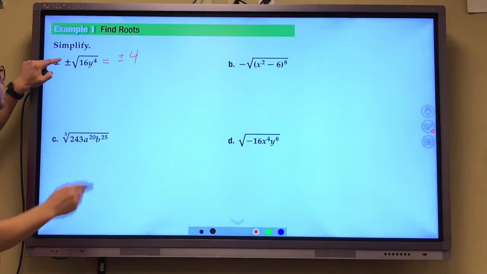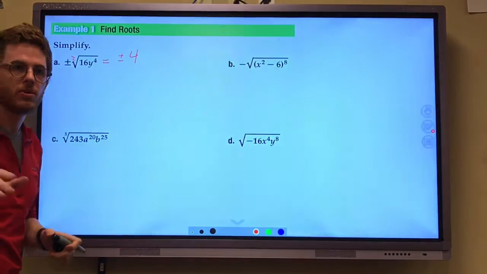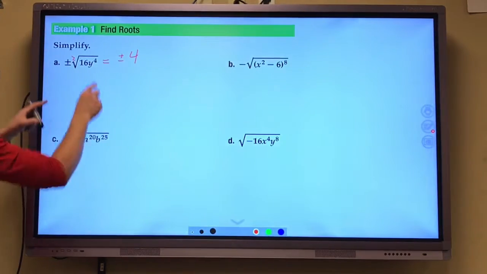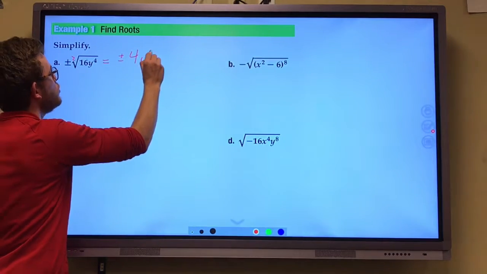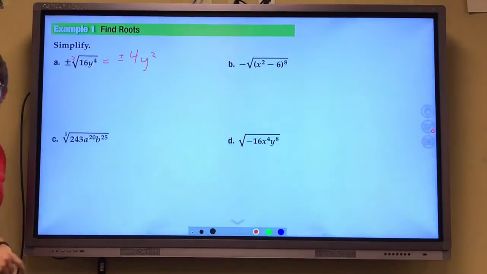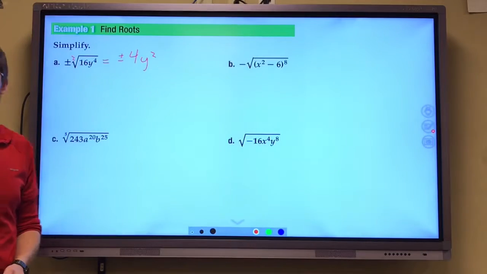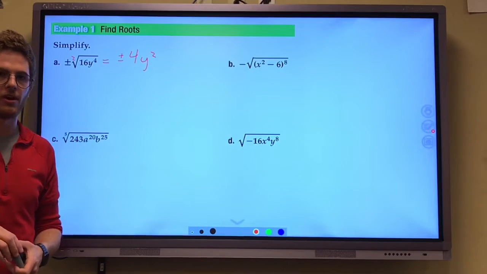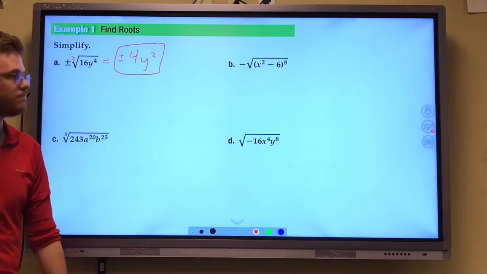And we're talking about an index of 2, and we've talked about before, we can take the exponent and divide it by the index. 4 divided by 2 gives me 2 y's with no remainder. And if I have no remainder, I don't have to put anything inside of my radical sign. So that would be our first answer.